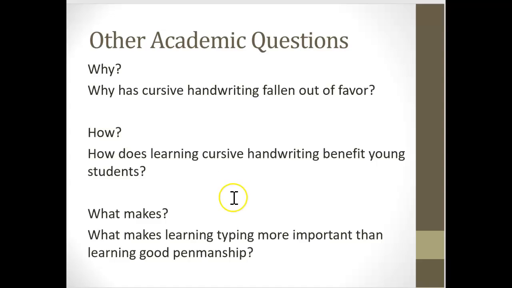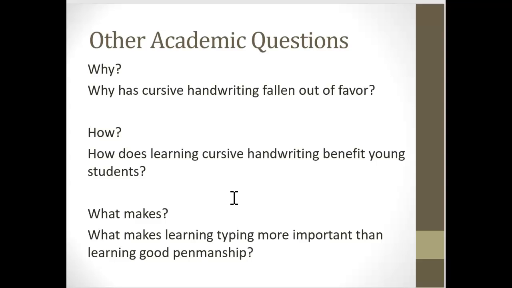Instead, I want you to consider a why question, a how question, or a what makes question. Because these are other common academic questions. So if I ask, why is cursive handwriting fallen out of favor? I'm actually asking for the causes. If I ask, how does learning cursive handwriting benefit young students? I'm actually asking an effects question. And cause and effects are two of the most important academic questions you can ask. In fact, entire disciplines, history, chemistry, are really the study of cause and effects.